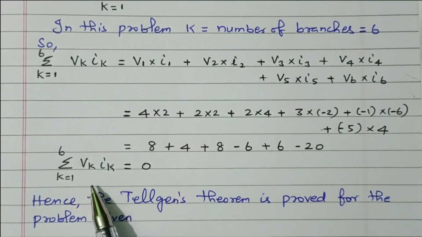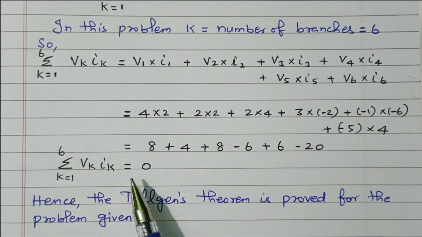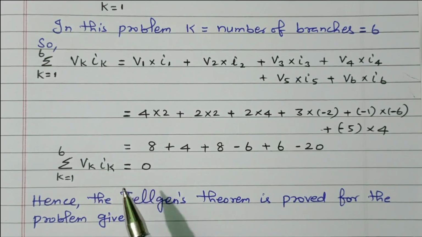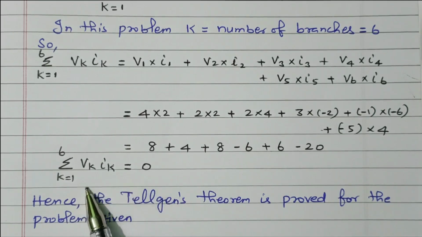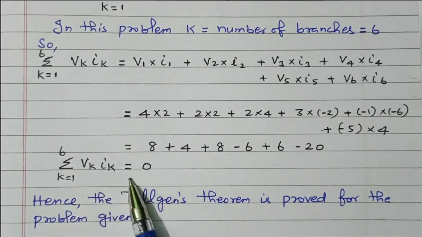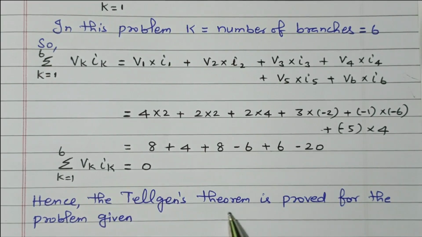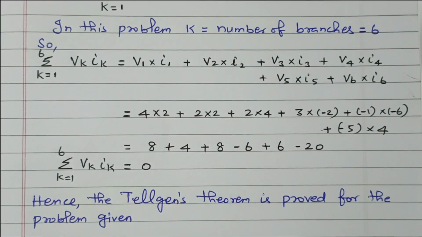So that is the important statement of Tellegen's theorem. Instantaneous power in any network is equal to 0, and it should also satisfy KVL and KCL. This we already verified. If this network satisfies KVL and KCL, and also the instantaneous power is 0, hence Tellegen's theorem is proved for the given problem. So in this problem we verified Tellegen's theorem, that is, we verified with KCL, KVL, then instantaneous power.